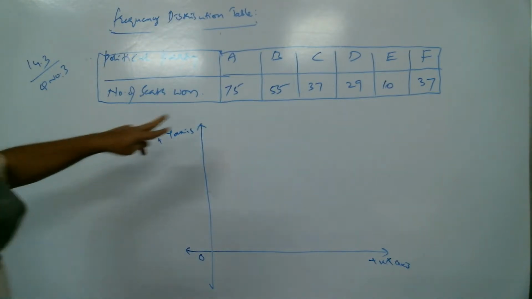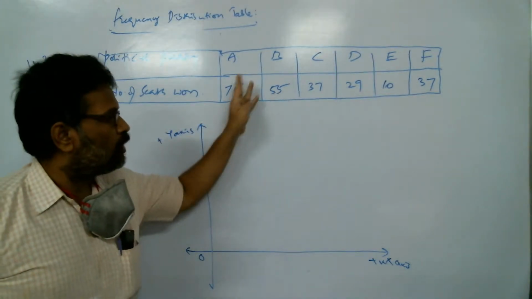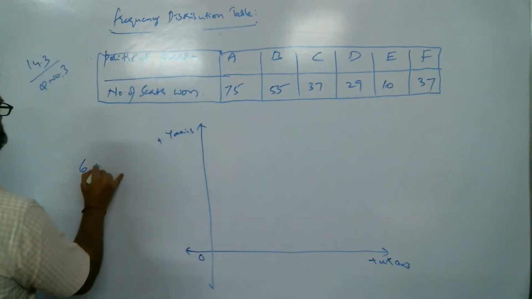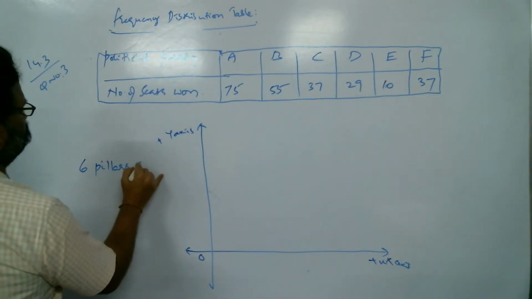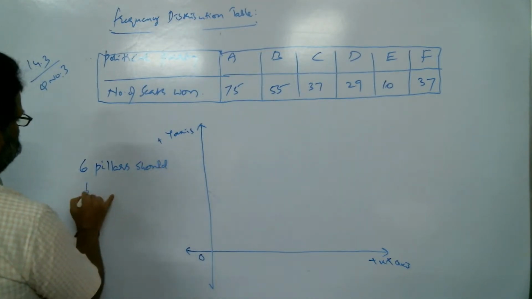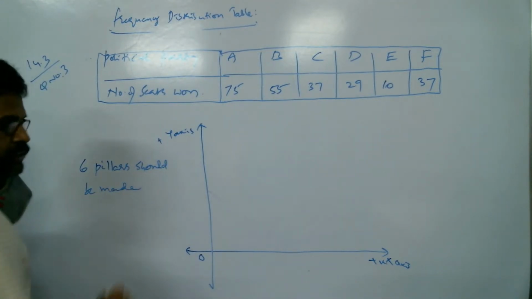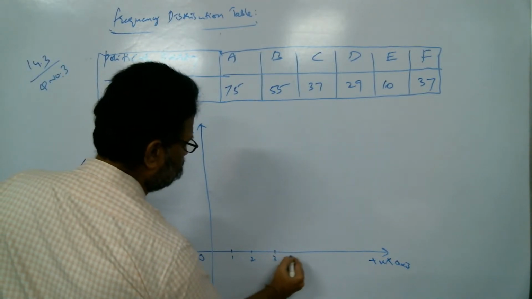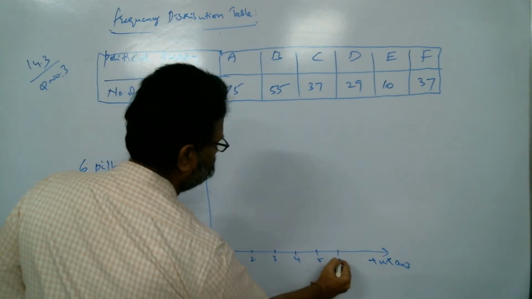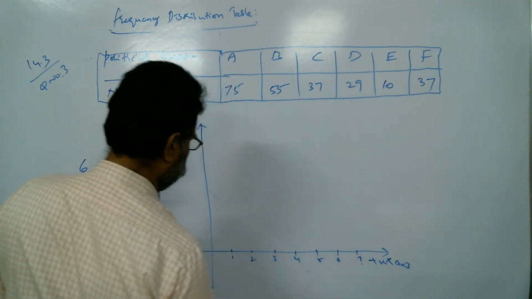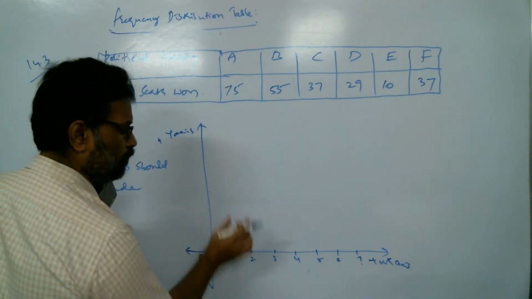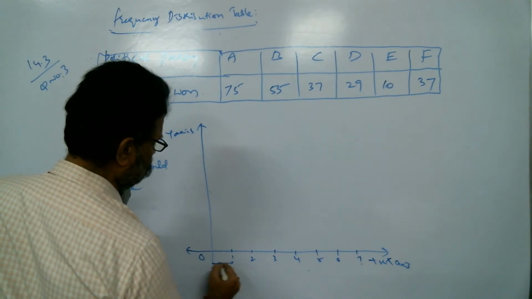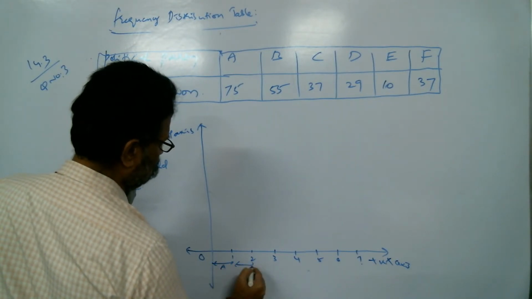So you are given 75 seats by A. So how many pillars will come? You tell me. There are 6 parties, so 6 pillars you have to make. 6 pillars, right? Should be made, right? Because bar graph consists of pillars only. So take uniformly here 1, 2, 3, 4, 5, 6, and you can go like this 7. You can start from here or from here also naturally, right? So this is up to here. This is A, you take, and this is B.